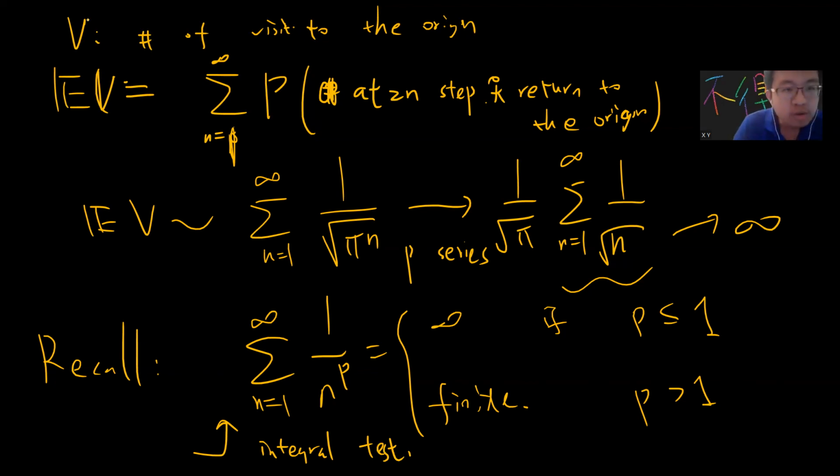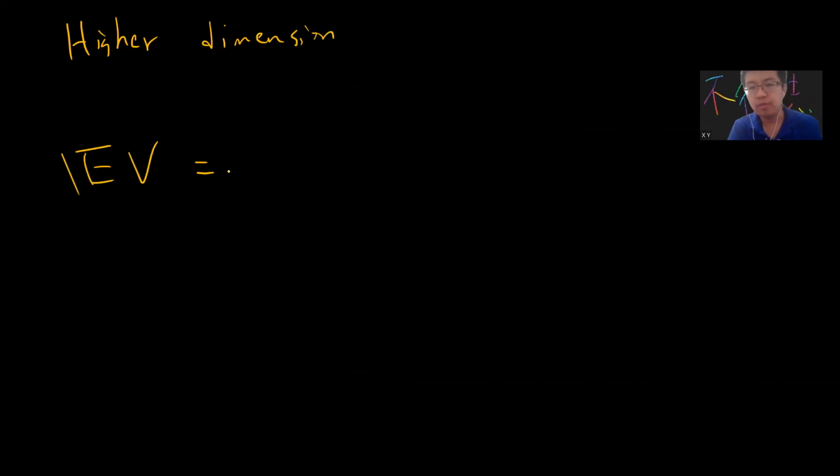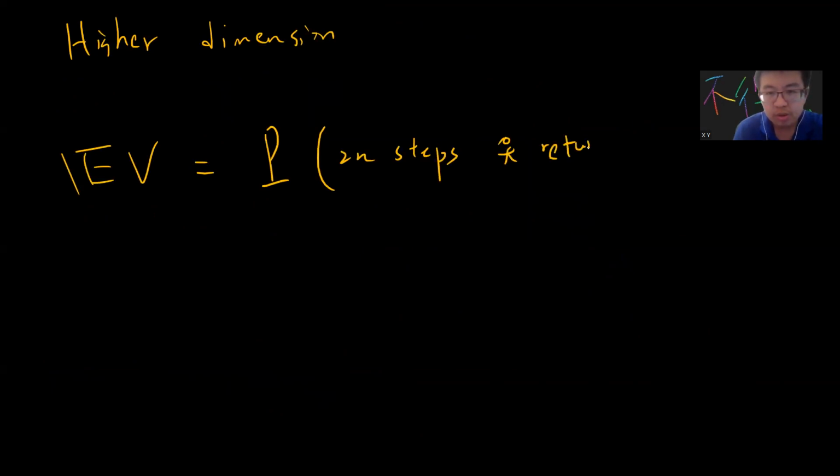Okay, so let's talk about higher dimensions. In higher dimensions, we can use the same formula, right? We have the expectation value to be the probability, so it's the probability that after 2n steps this guy returns to the origin.